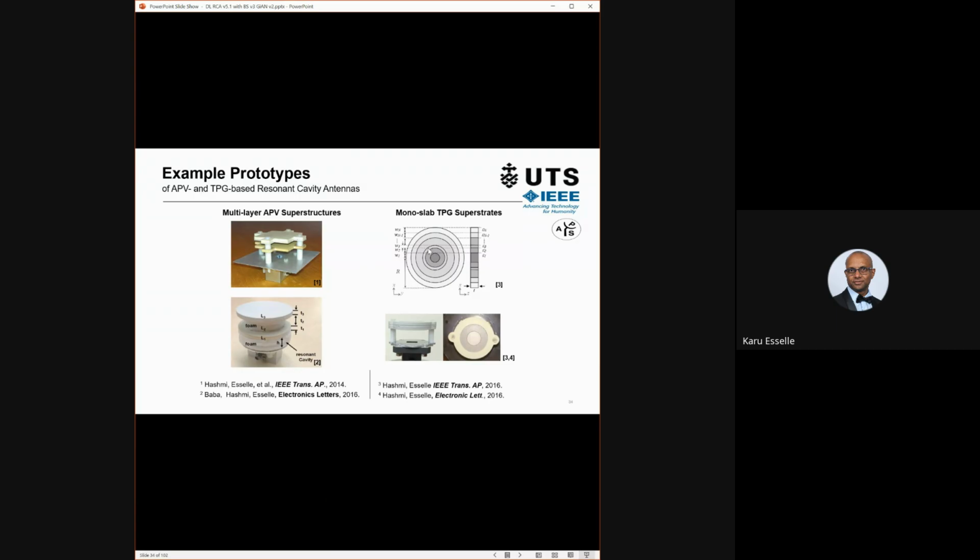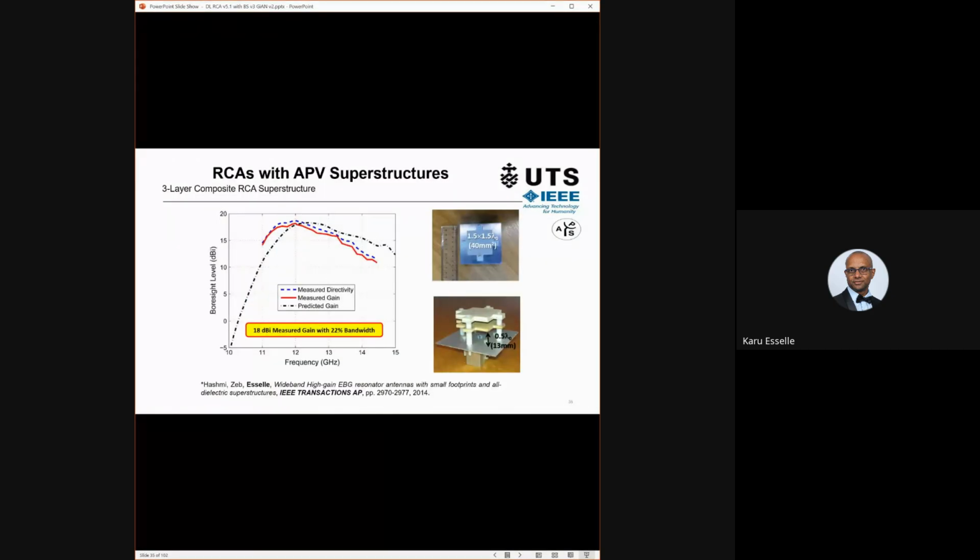And the same in this TPG type antenna. This is our first TPG type superstructure. Looking from the top, only 3 different dielectrics. Looking from the side, that's the superstructure. And then the resonant cavity ground plane, same diameter as the superstructure. This is the feed slot and a waveguide. Right? Very simple configuration wise.